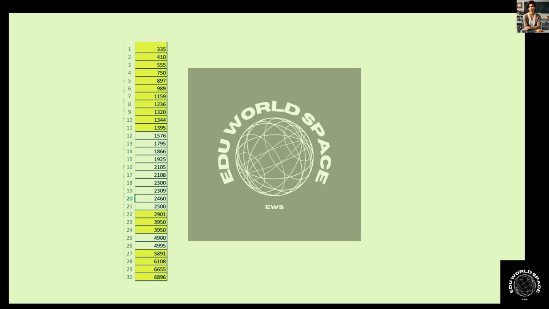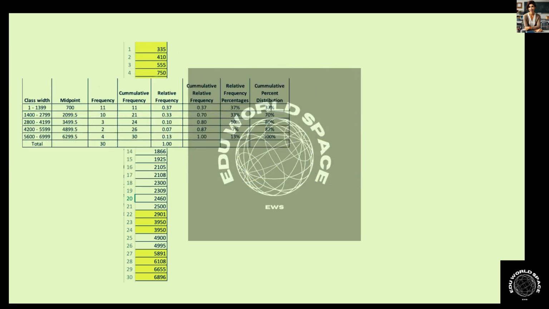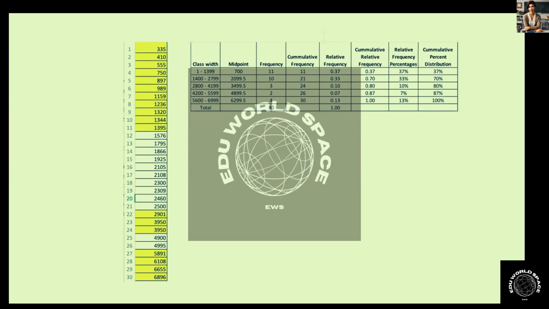Then it says construct a frequency distribution. Take RM1 as the lower limit of the first class and RM1400 as the width of each class. RM1400 is the width. So here is my frequency distribution, and this is going to take care of A. It's also going to take care of B and E. So this will take care of A, B, and E. So A, it wanted you to construct a frequency distribution.